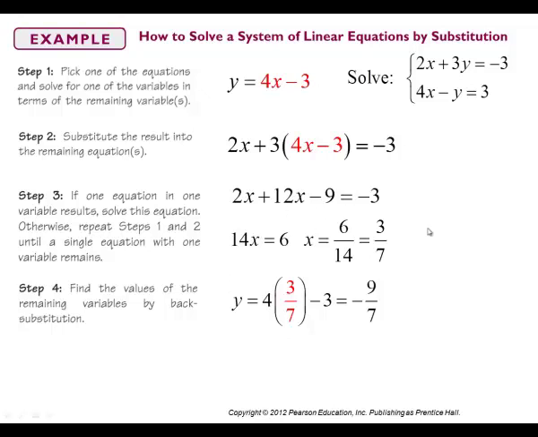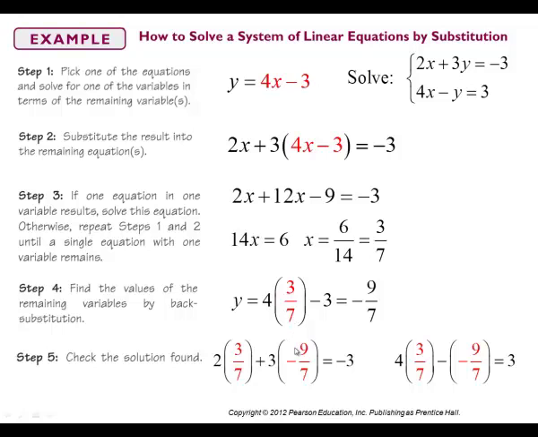So we pick the second equation, and whether you substitute it in for y equals 4x minus 3 or substitute in the original equation, that part really doesn't matter at this point. So we substituted in 3 over 7 into 4, and from there we simplify it, and we get negative 9 over 7. Okay, and so that's our solution.